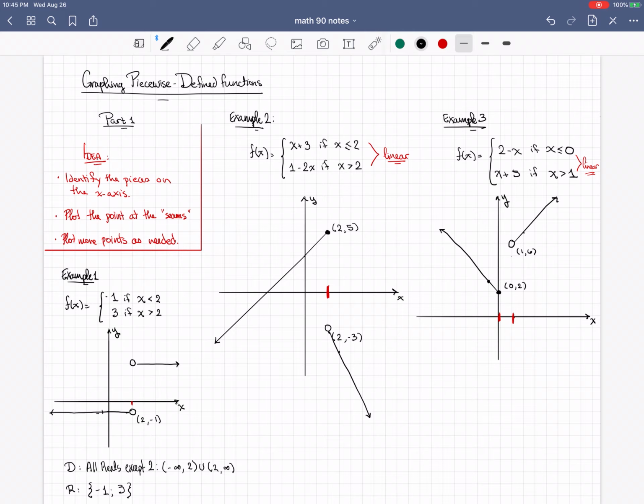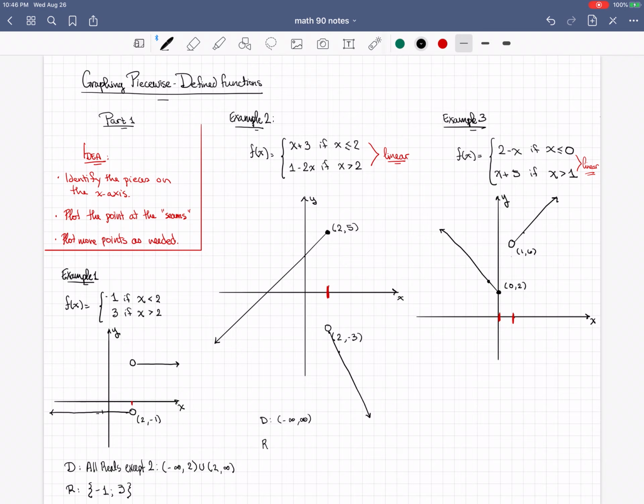Okay, now let's look at the second example here. The second example is actually going to go really quickly. So tried and true, let's trace along the x-axis. There's points here, there's points here, there's a point at 2, and there are points everywhere to the right of 2. So it turns out the domain here is all real numbers.